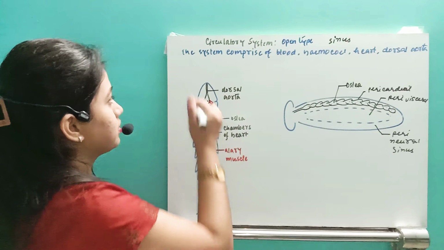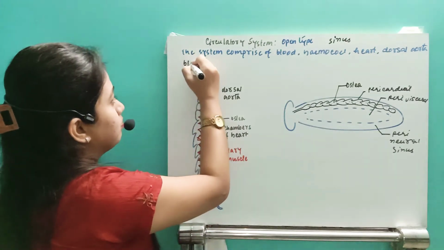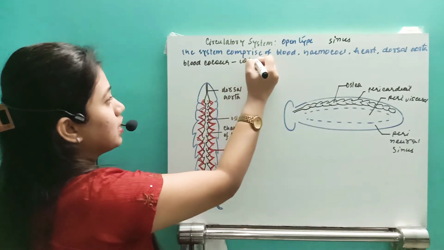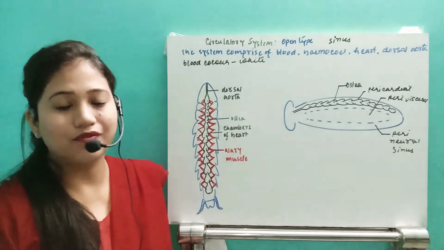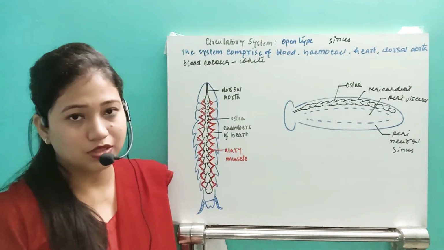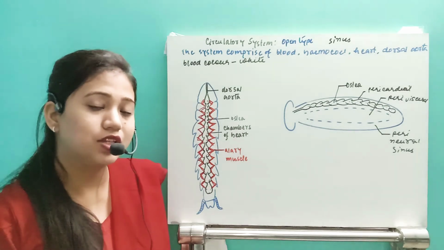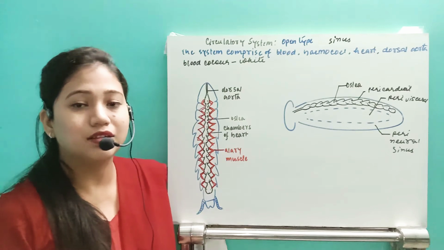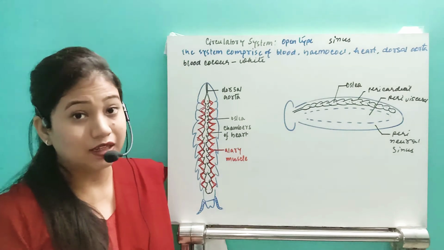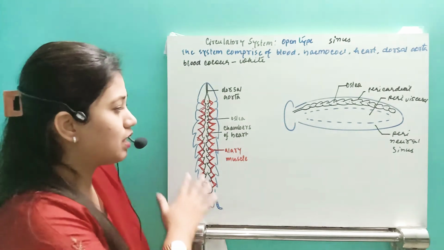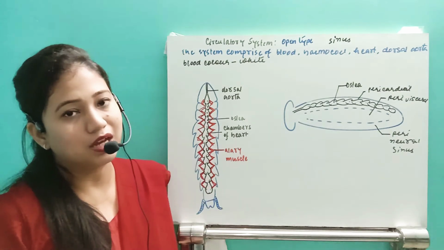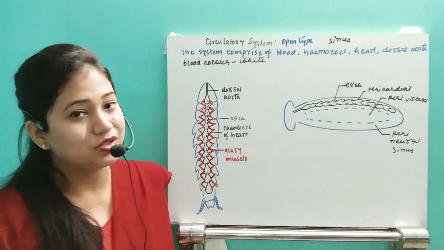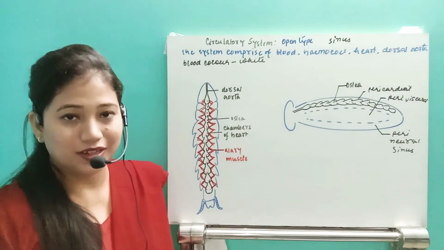Now, if it comes to their circulatory system, remember that in them the color of the blood is white. Okay, so the blood color is white. What is the reason? That this organism doesn't have any type of respiratory pigment. Like in the earthworm, they had the respiratory pigment hemoglobin, and because of that the organism had red colored blood. But in this case, this organism doesn't have hemoglobin, and because of that the color of blood is also white or colorless.